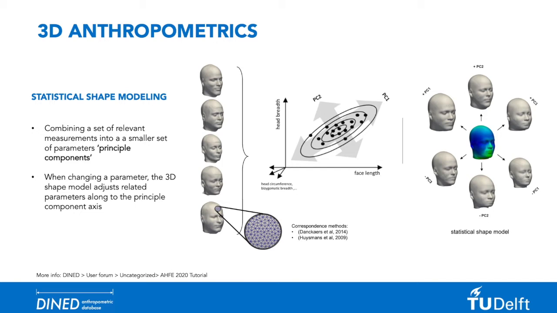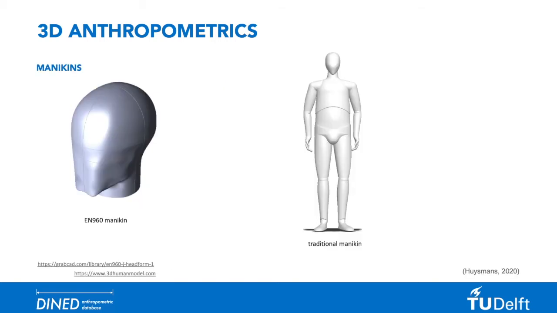Whereas in 1D and 2D anthropometry, we work with average and standard deviation as a statistical summary, in 3D you have the statistical shape model as a summary. This 3D shape model brings many advantages in the design process. So, what is the added benefit from a statistical shape model compared to existing traditional mannequins?